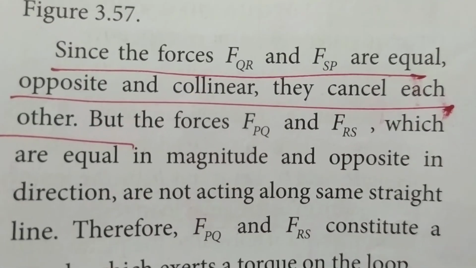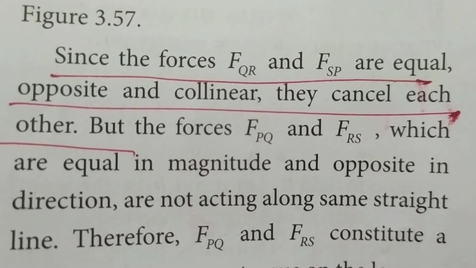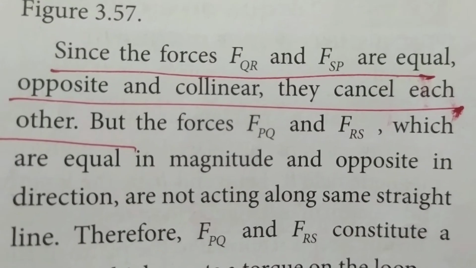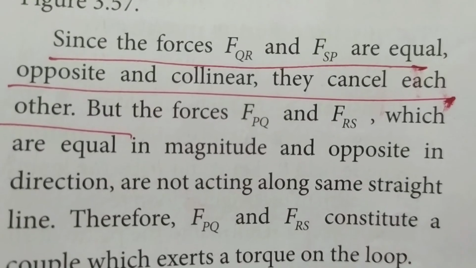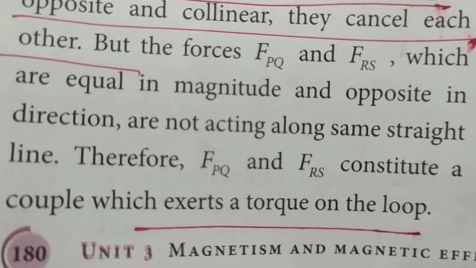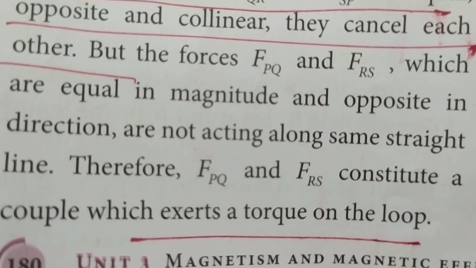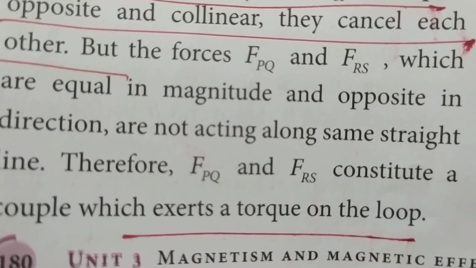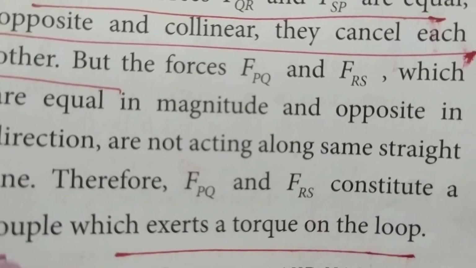But whereas FPQ and FRS vector, they are equal in magnitude but opposite in direction, and they are not acting along the same straight line, so they constitute a couple which exerts a torque. So only these two forces are responsible for exerting the torque.